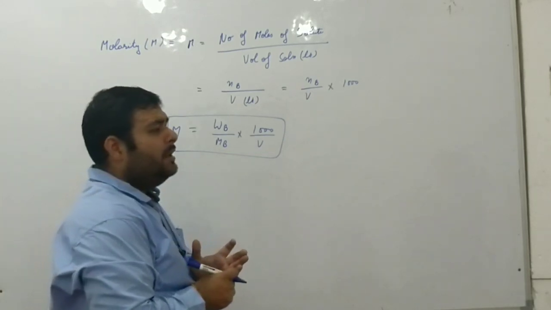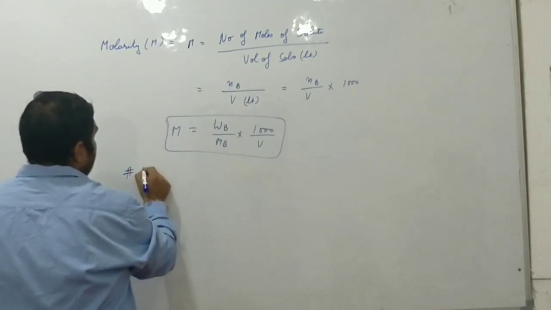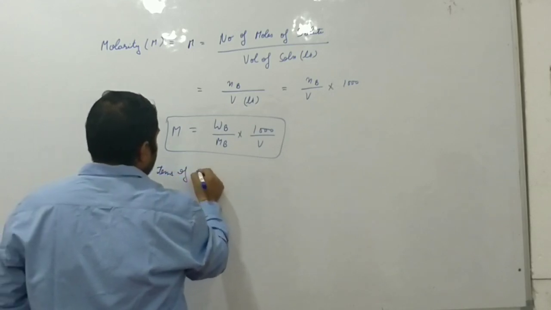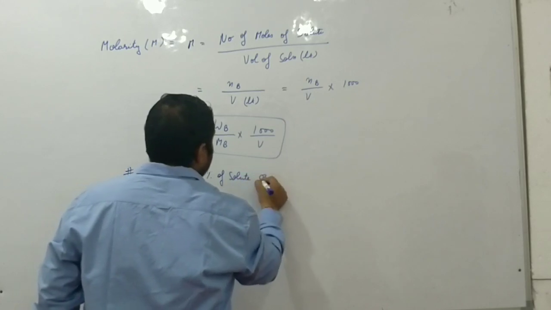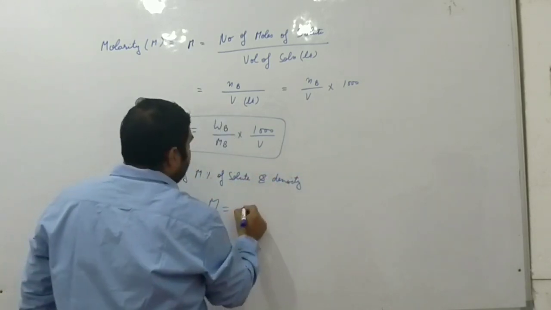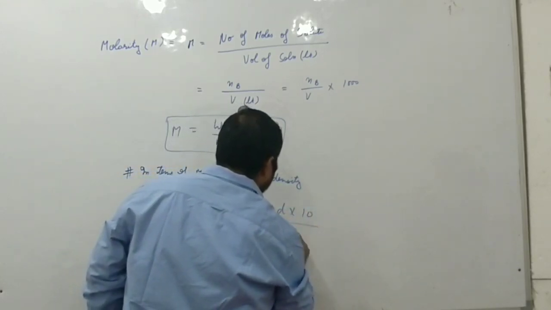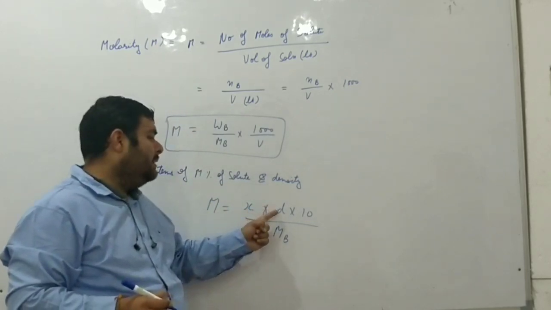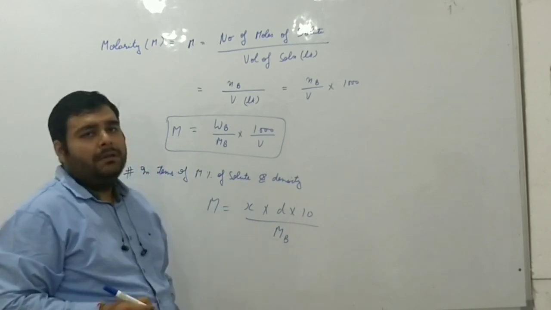We have more formulas for molarity, for example, in terms of mass percentage of solute and density. So M can be X into D into 10 over Mb, where X is the mass percentage, D is the density, into 10 divided by Mb.